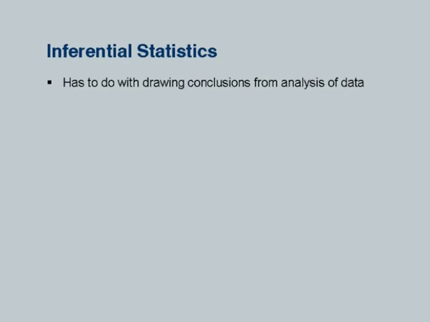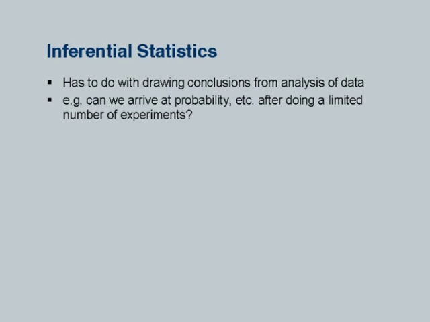Okay, this is the word that you saw in Hangman, inferential statistics. It has to do with drawing conclusions from the analysis of data. Data had been collected somehow, we have the data. What do I mean by drawing conclusions? Can we arrive at probability, etc., after doing a limited number of experiments? After talking to only 5% of the public in the country, can you draw conclusions about the whole country? Or 5% is actually very, very large. Maybe you talk to at the most 1 million people. That itself is a huge number, but that's a very small percentage. So can you arrive at probability, etc.?